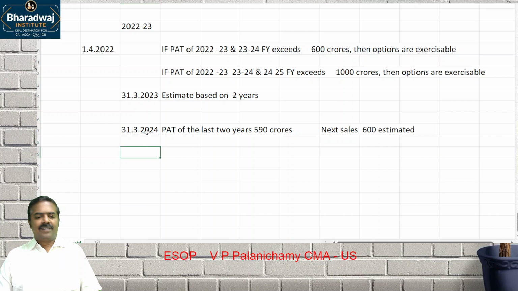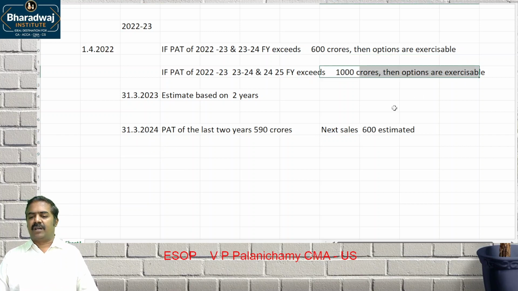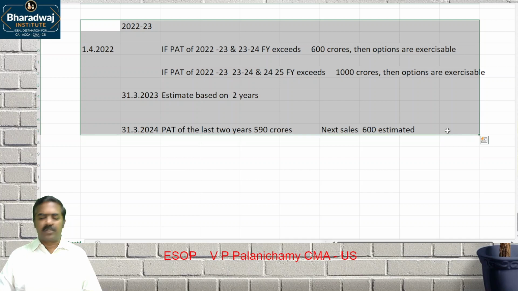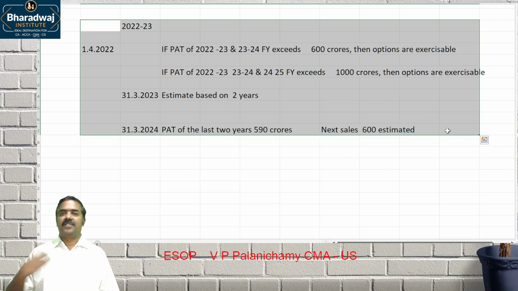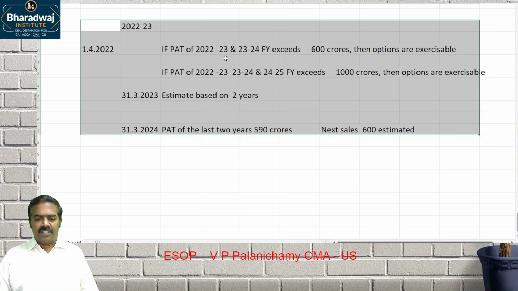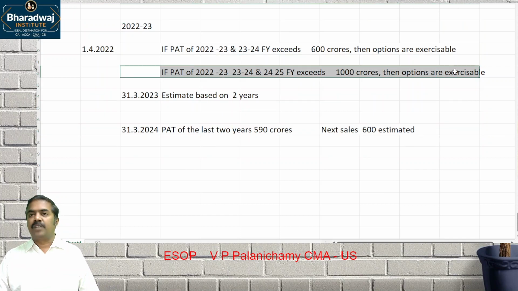Now, 31st March 2015, let us assume the turnover or profit crosses 1000 crores, then the option becomes what? Exercisable. The option becomes exercisable. Simple. This is to tell you that the vesting period can change. Initially, we thought 2 years. That is extended to how many years? 3 years. It can extend to 4 years, 5 years, 6 years, depending upon the vesting condition given.